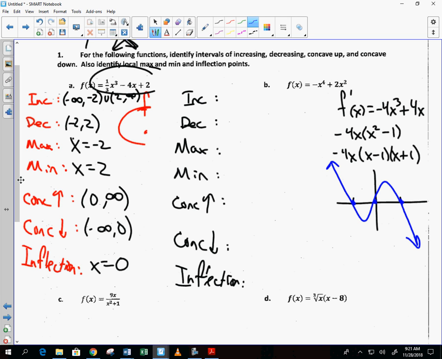I have to ask myself, where is it increasing? Where is f of x increasing? F of x is increasing wherever f prime is what? Positive. Where's f prime positive? That's where it's above the x-axis, so that's where the original function is increasing. The original function will be decreasing wherever the first derivative is negative or wherever the graph is below the x-axis, which would be from?